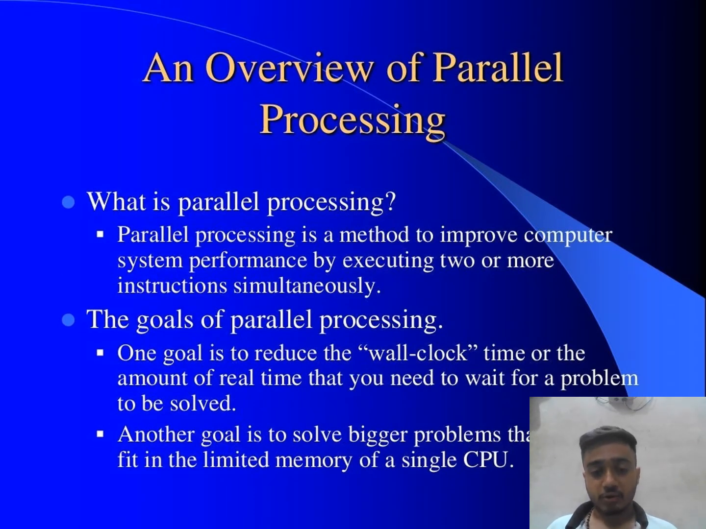So what is parallel processing? Parallel processing is a method to improve computer system performance by executing two or more instructions simultaneously. The goals of parallel processing: one goal is to reduce the wall clock time, or the amount of real time that you need to wait for a problem to resolve. Another goal is to solve bigger problems that might not fit in the limited memory of a single system.